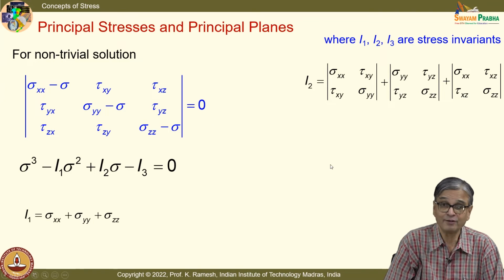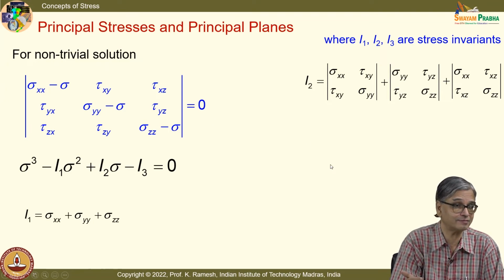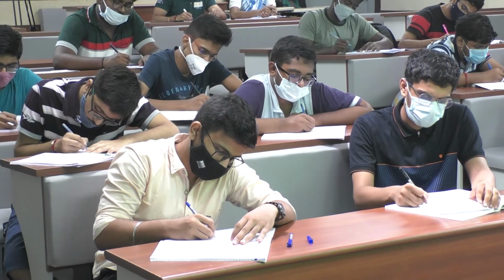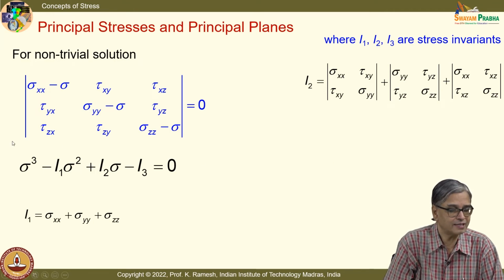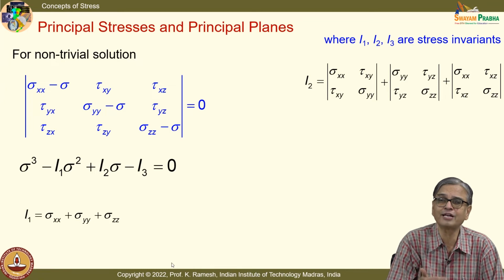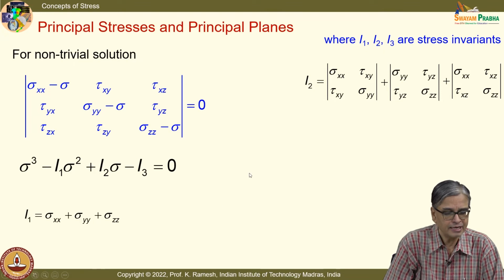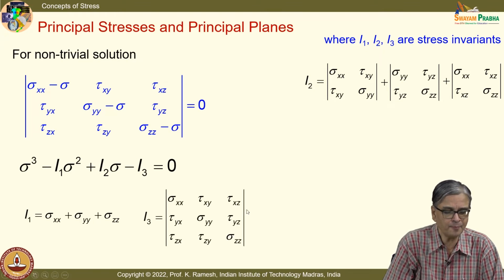tensor. I want you to compute this I1, I2, I3. You can quickly compute I2, it is not difficult. Please work it out and check it with my expressions. Okay. What I have said is, when I say this determinant should go to 0, I should get sigma cube minus I1 sigma square plus I2 sigma minus I3 equal to 0. I1 is straightforward, no computation involved. I2 you have to write down the expressions. Similarly, I3 also I have to write down the expression, and I3 is the determinant of the complete matrix like this.